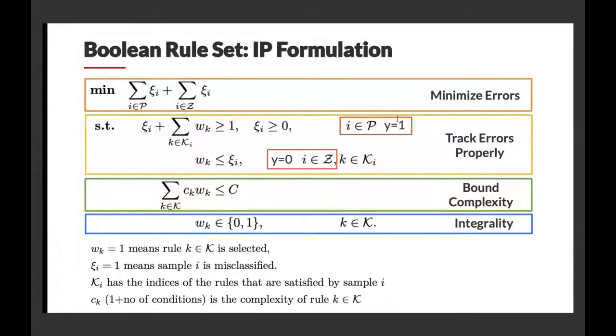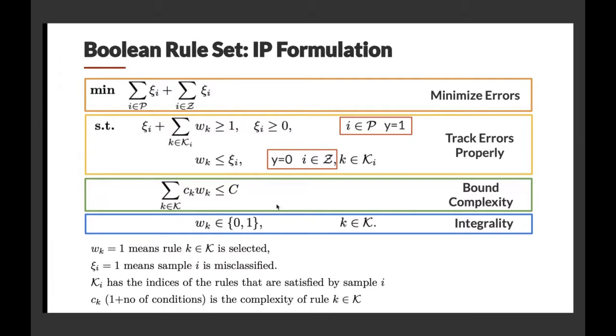And the majority of this model is just about adding constraints to track these errors properly. So for members of the positive class, we only have to add one constraint, where we essentially ensure that if our data point meets any rules that we've included, we can set this epsilon to 0. But for data points in our negative class, we have to have one constraint for every rule that it meets. So in the worst case, we're looking at an exponential number of constraints here.